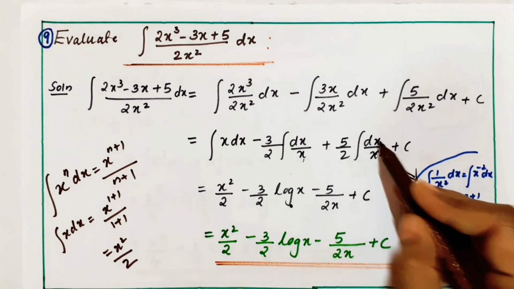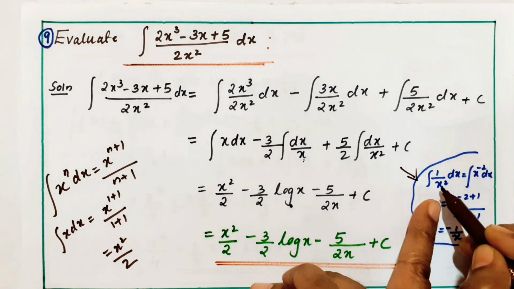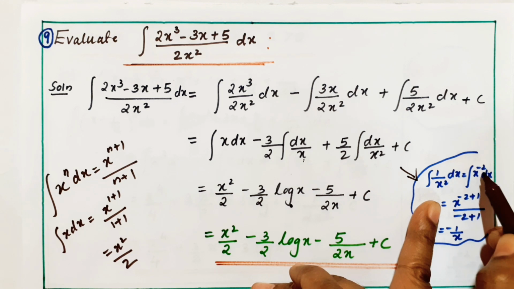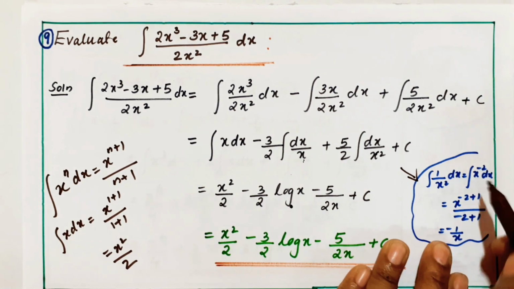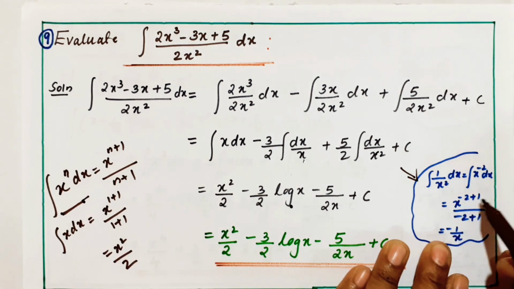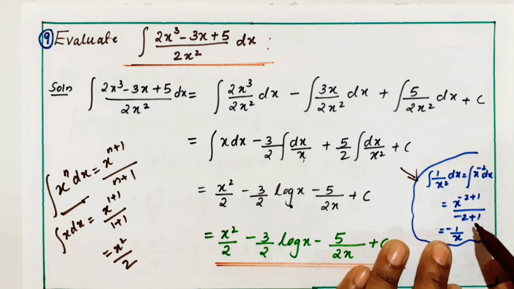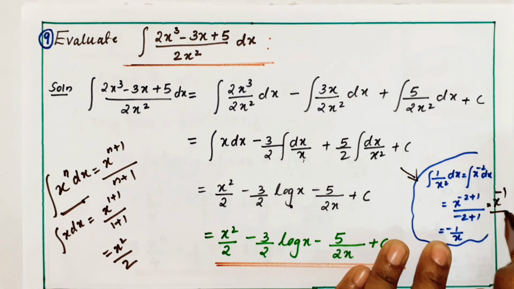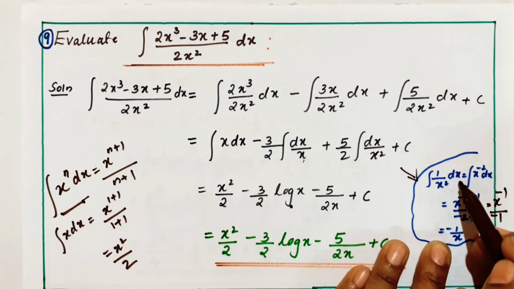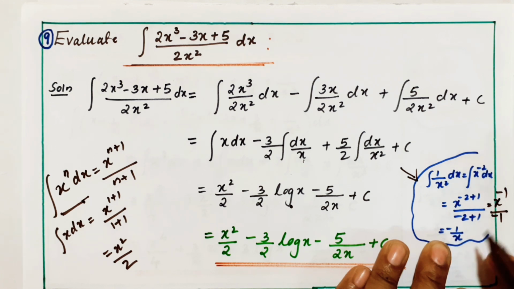What is the integral of dx by x square? The x square term I am taking to the numerator. So 1 by x square I can write as x power minus 2 dx. For x power minus 2 I apply this formula: x power minus 2 plus 1 by minus 2 plus 1. That will be x power minus 1 by minus 1. That minus is this minus, and x power minus 1 taken to the denominator becomes x. So the integral of 1 by x square dx is minus 1 by x. Clear?